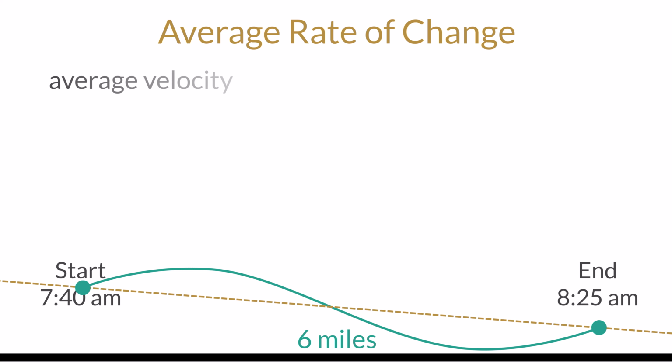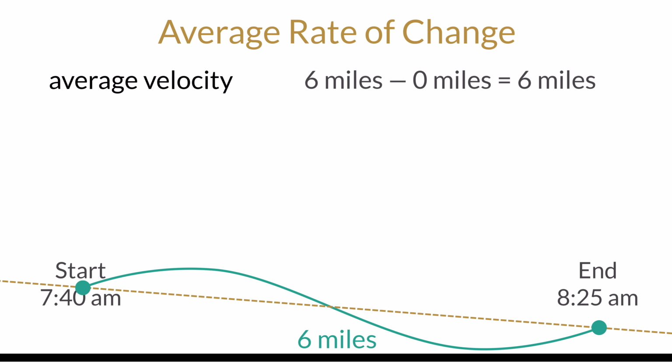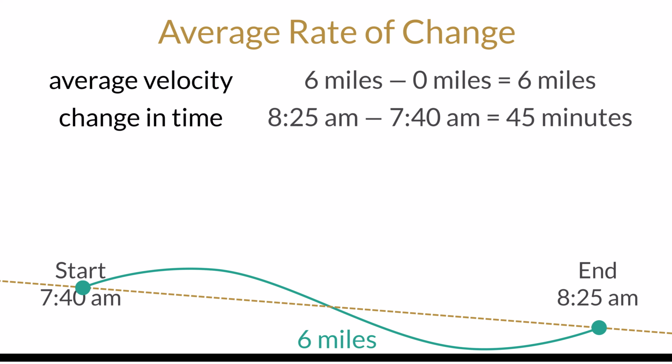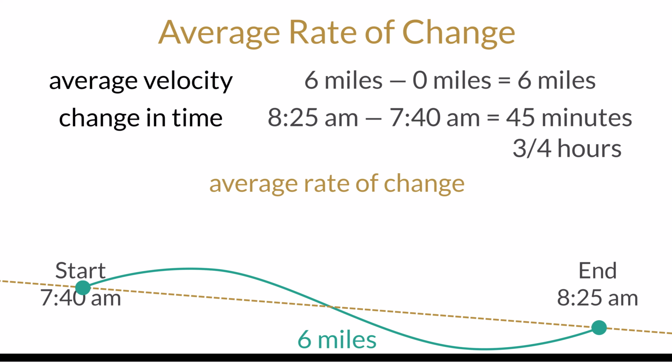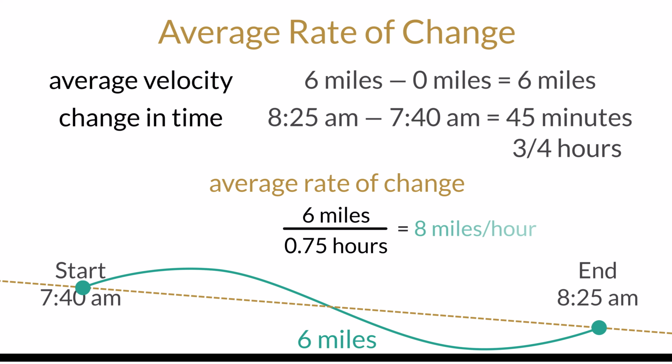My average velocity is found taking the difference of my distance, 6 miles minus 0 miles for my start, and by finding the change in time. The difference from 7:40 a.m. to 8:25 a.m. is 45 minutes, or we'll say 3/4 of an hour. To calculate my average rate of change, I take that distance, 6 miles, and divide it by my number of hours, 3/4 of an hour, and we can find the average rate of change is 8 miles per hour.